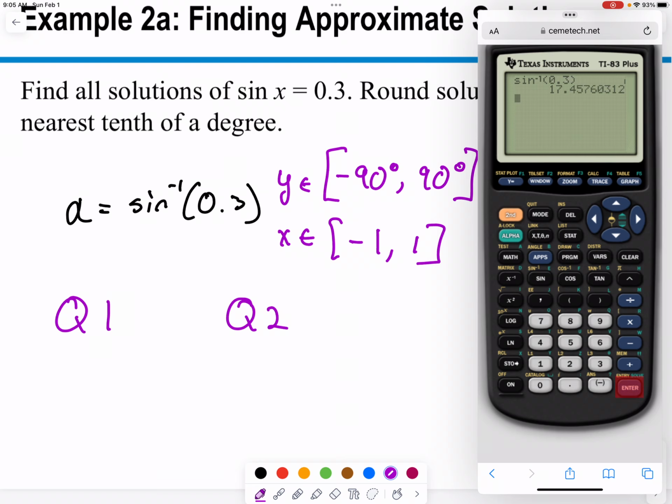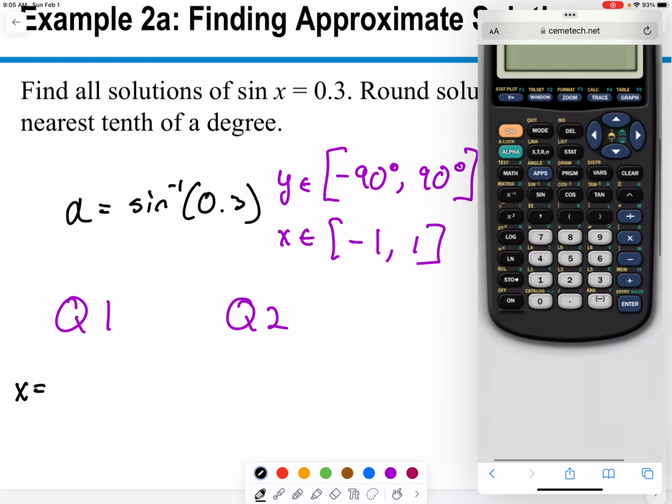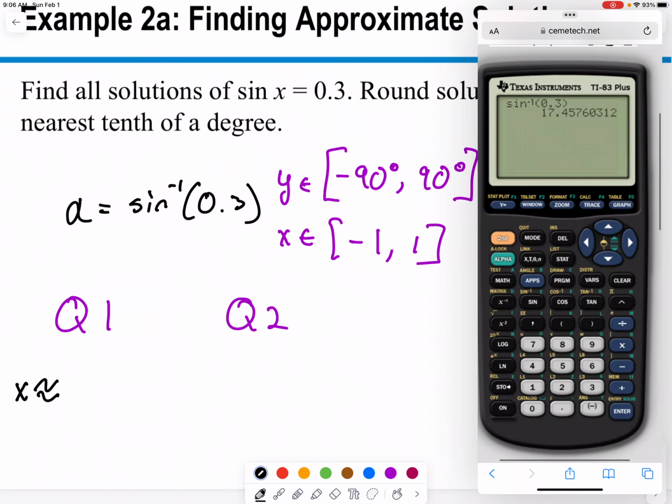Okay. So 17 degrees, that should be our quadrant 1 solution. So we got x is approximately, to the nearest tenth, 17.5. And again, this is going to repeat every 360 degrees, so we're going to tack on this plus 360n in degrees. All right, so every integer multiple of 360.